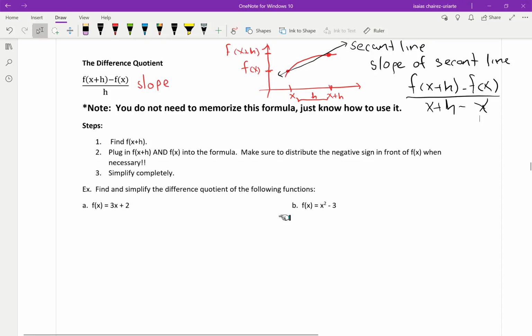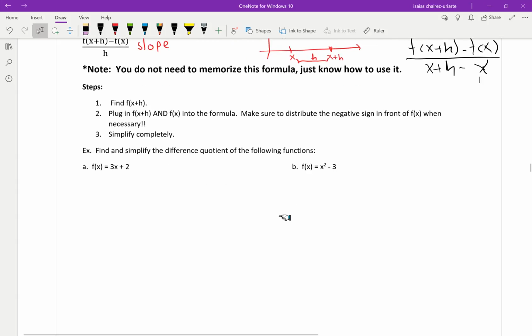Let's see. So I gotta simplify the difference quotient here. I gotta form and simplify the difference quotient for part A. So the first thing I'm going to do is figure out what is f of x plus h. Okay. So what does f of x plus h mean? It means anywhere where you have x's in your original function, you're going to replace the x with x plus h. That's all it means. So it's going to look like this.